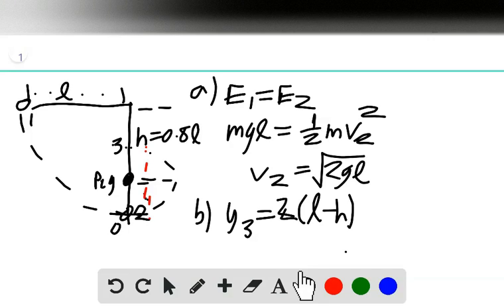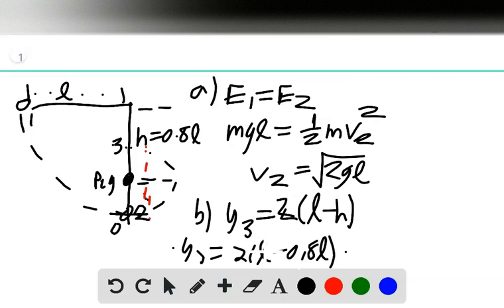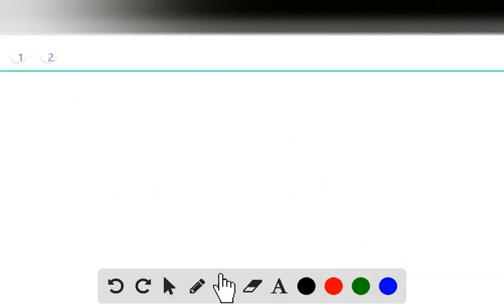So y3 equals 2(L minus H). Plugging in the numbers that we have, y3 equals 2 times (L minus H), and we're told that H is 0.8L. If we distribute the 2 to 0.2L, we get that y3 equals 0.4L.